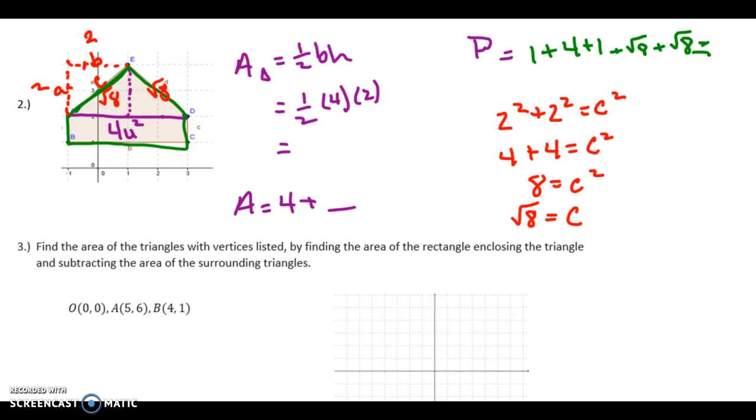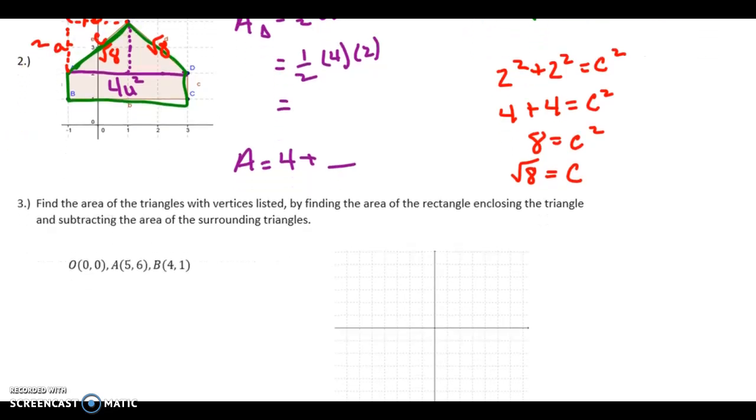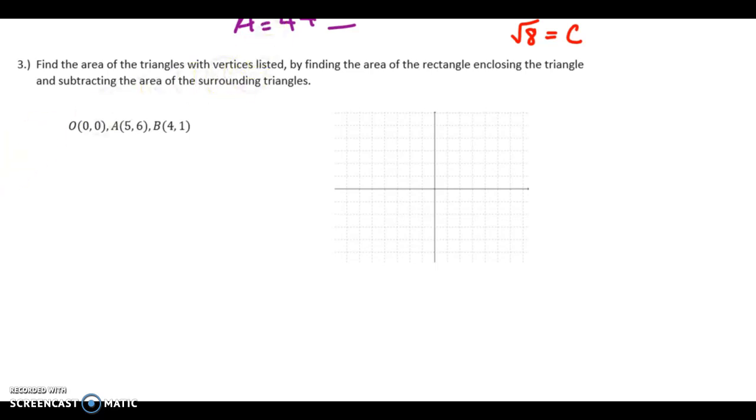The next thing we're going to do is look at number 3, so I'm just going to scroll this up a little bit. For number 3, we're going to start out by plotting some points, and the points are 0, 0 for O, and then A is 5, 6, 1, 2, 3, 4, 5, 1, 2, 3, 4, 5, 6, and B is 4, 1. Sorry, I can't use a straight edge on here, so it's a little messy.